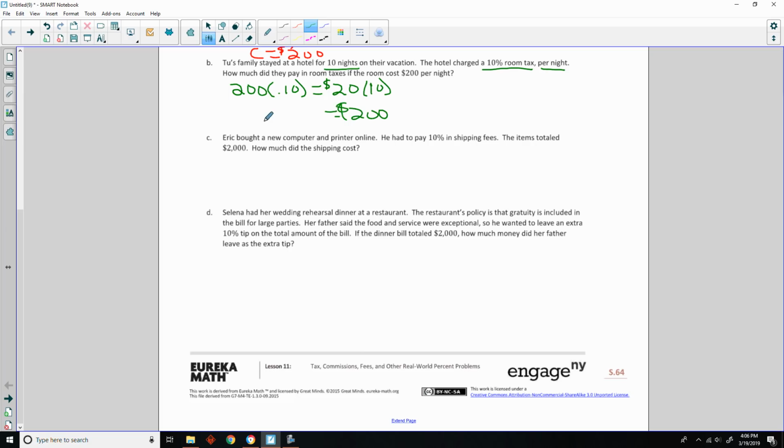Okay, part C. Eric bought a new computer and printer online. He had to pay 10% in shipping fees. Wow, that's a lot. The items total $2,000. How much did the shipping cost? So you take the $2,000 multiplied by 10% or 0.1, and that moves the decimal over 1, and he paid $200 to have his computer shipped.